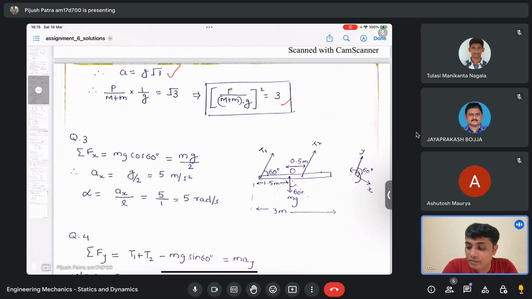And alpha is equal to the rectilinear acceleration divided by the length. What is the length L? That length L is the length of the rope. That is something which is important. If you do that, it will come as 5 radian per second square. Is that fine? Now if you have any questions or queries, you tell me.